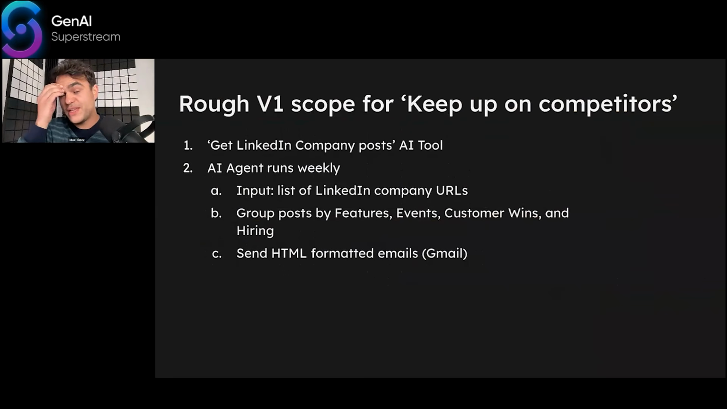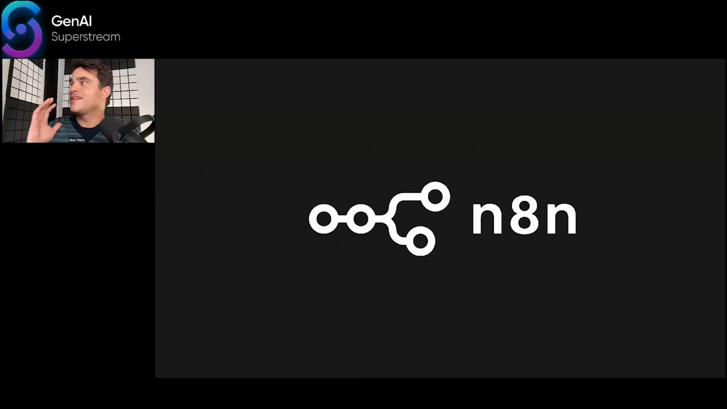So then we get down to basically a scope. My first solution, it's going to be an agent that has a tool. The tool is going to fetch stuff from LinkedIn, so I could add more tools in future because this is just a V1. I might have a newsletter tool in future. And then I need my AI agent to take a list of my competitors' URLs and then take their posts, group them by categories that are relevant to me, and then send an HTML formatted email. So we've identified it, we've scoped it. Now let's switch into n8n and build this use case out.